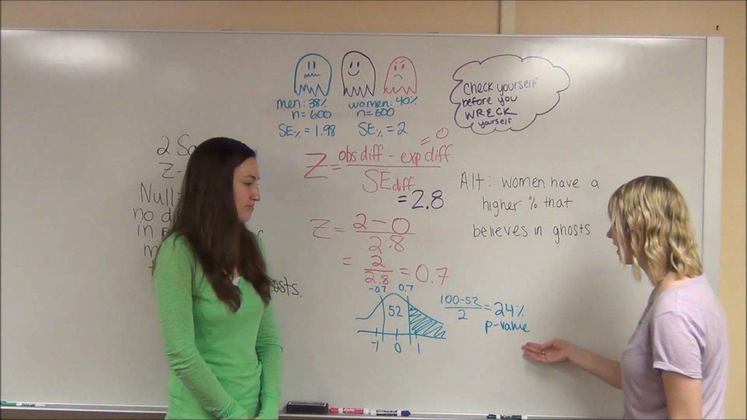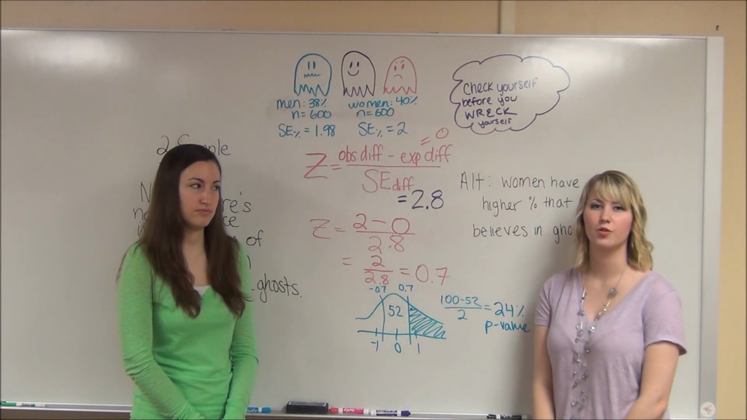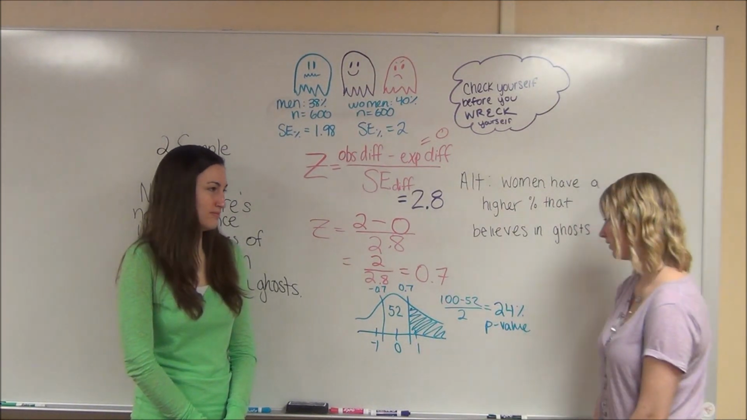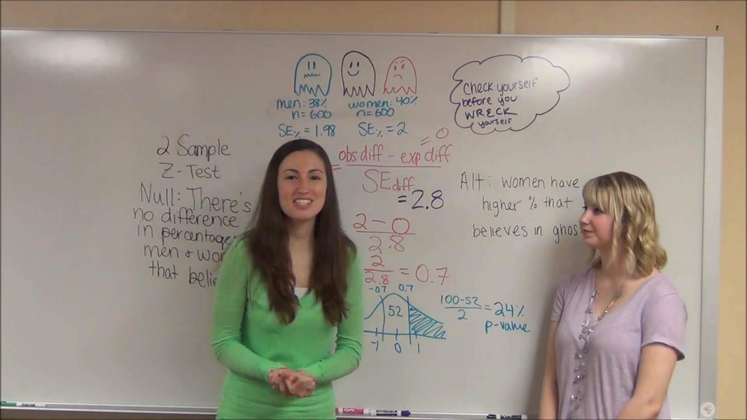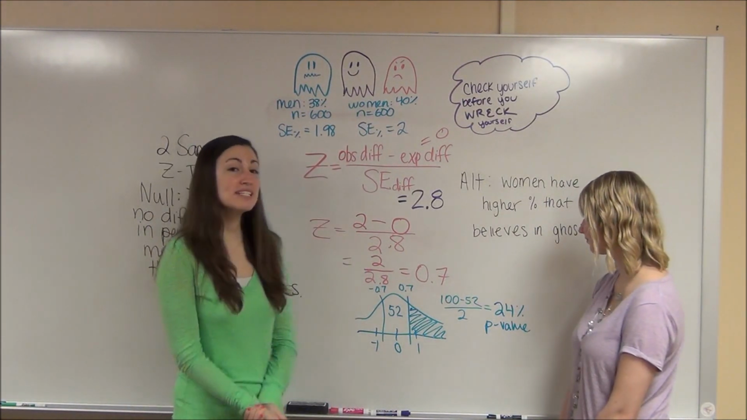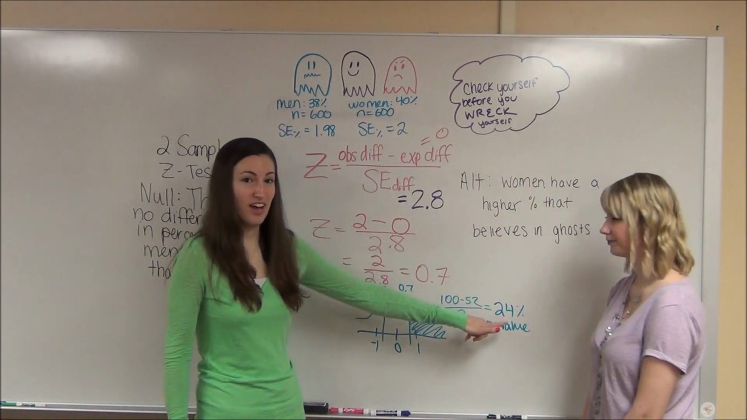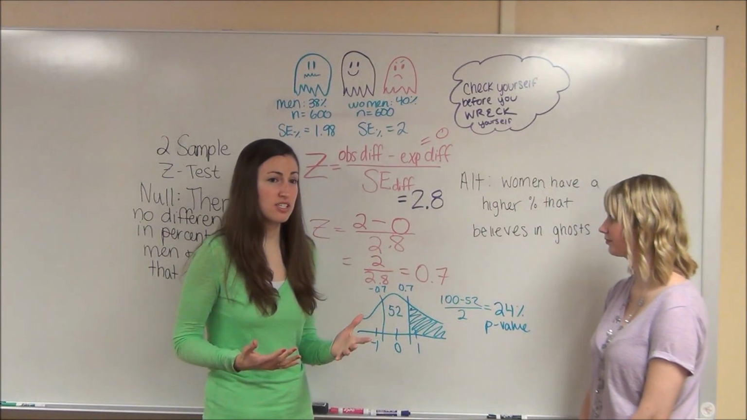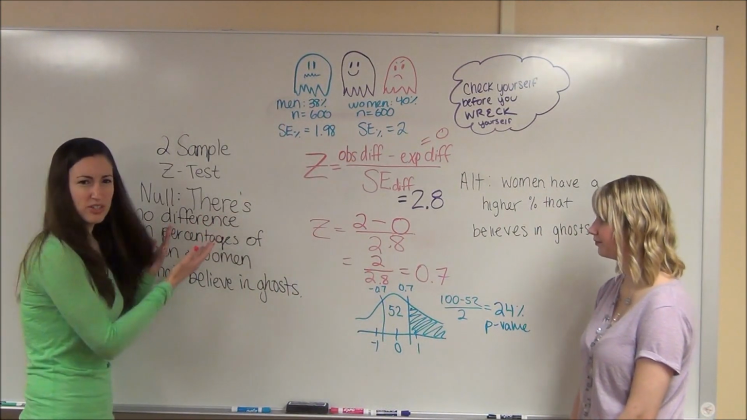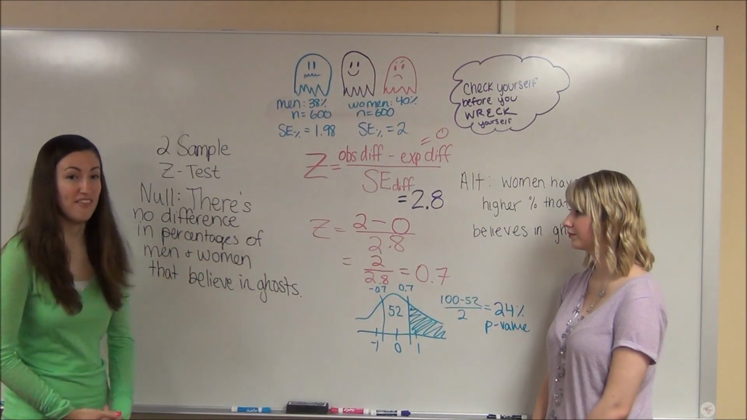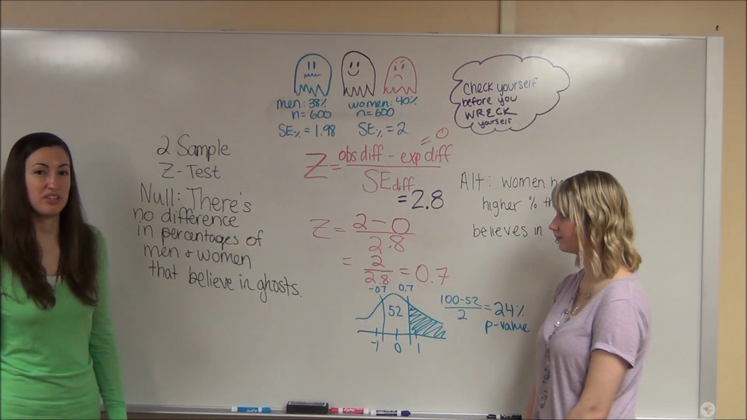So it looks like we got a pretty high number here of 24%. And we want to know if we should reject the null or not. So, Carly, how would we decide how to do that? Well, we have the rule. I told you guys, in this class I'm going to say that if p is less than 5, you do reject the null. P is not less than 5 here, so I guess what that means is that we do not reject our null. We're not going to accept it, but we're going to say that there is evidence of the null, that there's no difference in percentages of men and women that believe in ghosts.